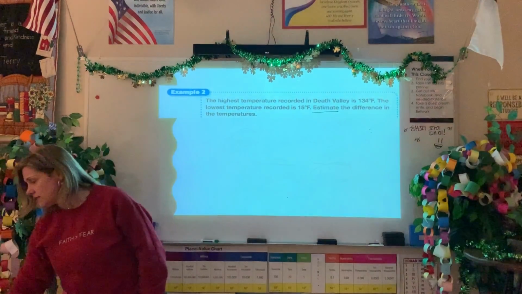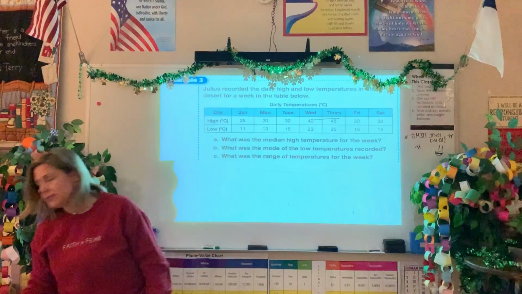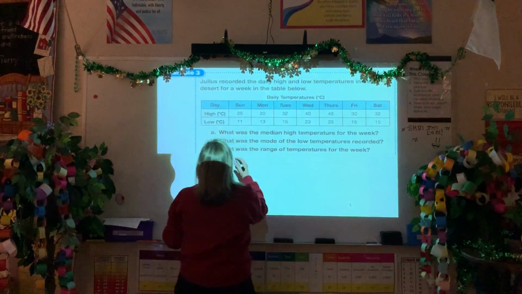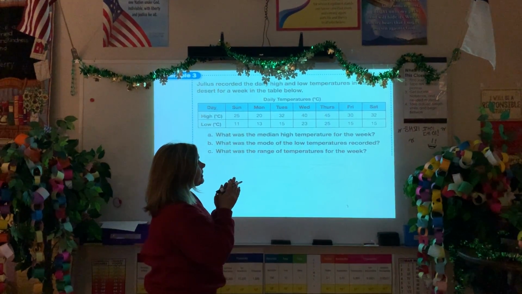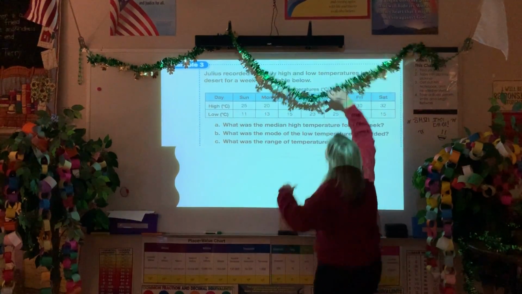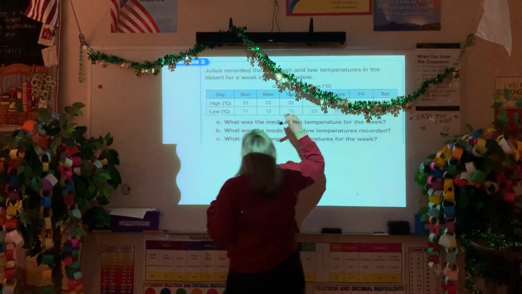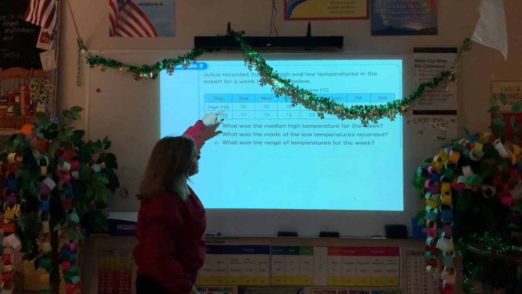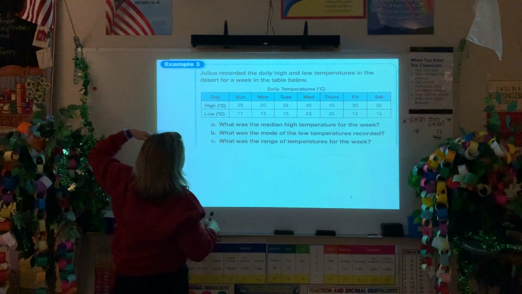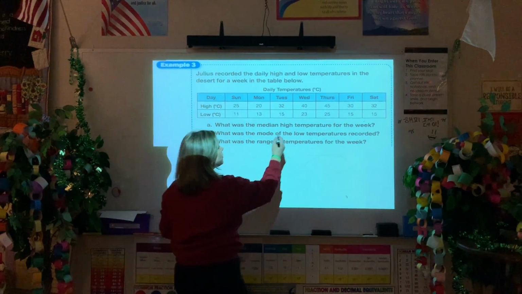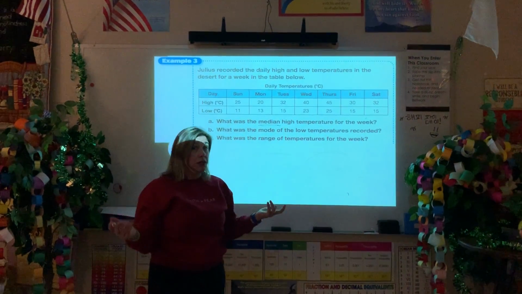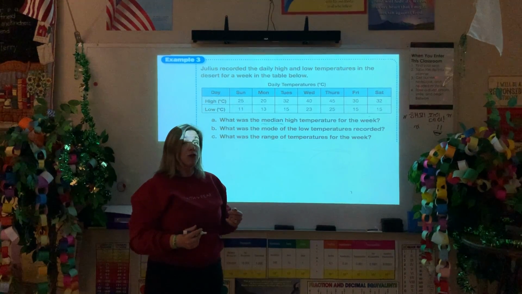Now let's look at this third example, which is reminding us of those measures of tendency. This is example 3. Julius recorded the daily high and low temperatures in the desert for a week, in the table below. It says we've got highs and lows, and I'm going to pull that down for right now. Let's see. What was the median high temperature for the week? So median means we need to find the middle number. In order to find the middle number, what do we do? We put the numbers in order from least to greatest.